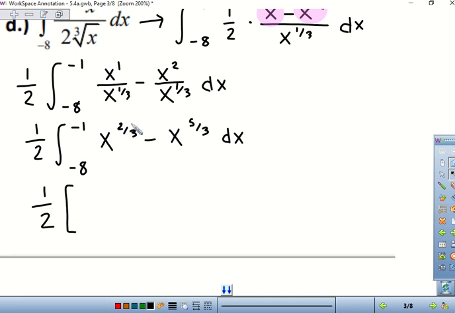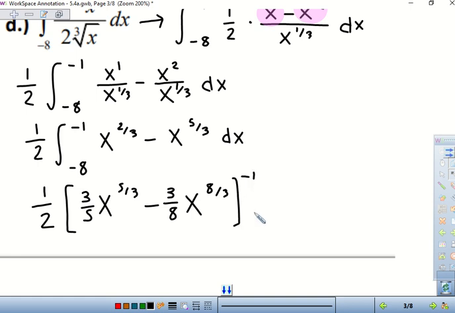So if we add 1 to 2/3, what is 1 plus 5/3? So this is x to the 5/3, but then if you divide by 5/3, it's the same thing as 3/5. Over here, we add 1 to 5/3, that becomes 8/3. When we divide by 8/3, we get 3/8.